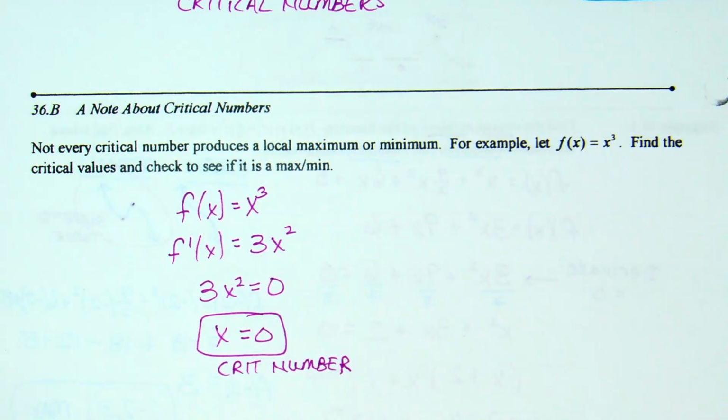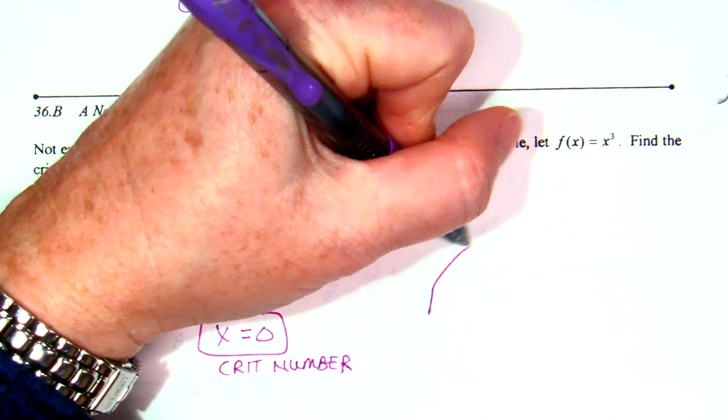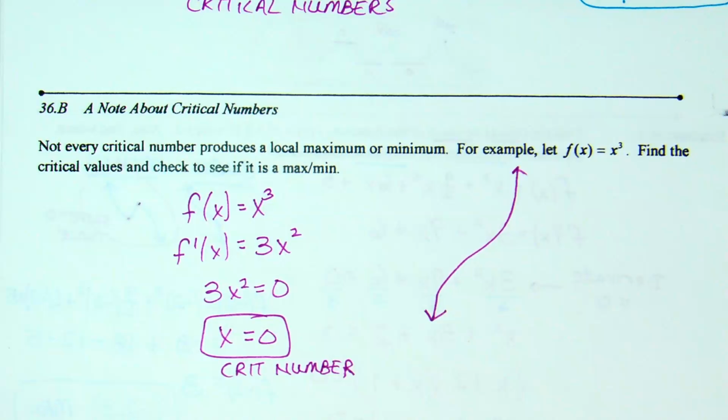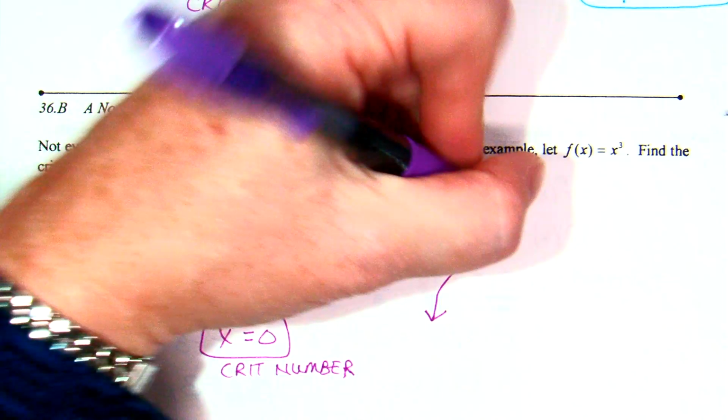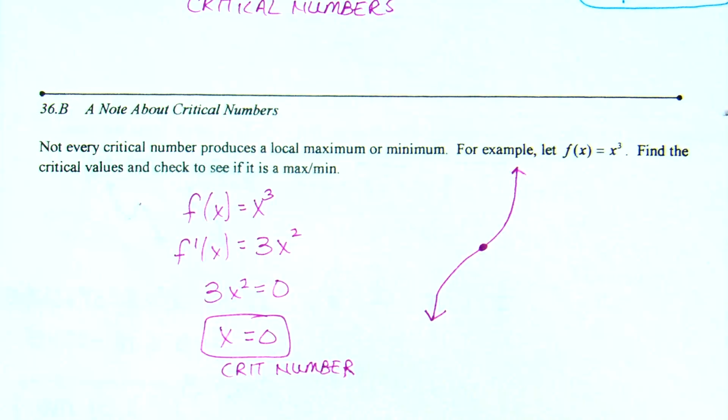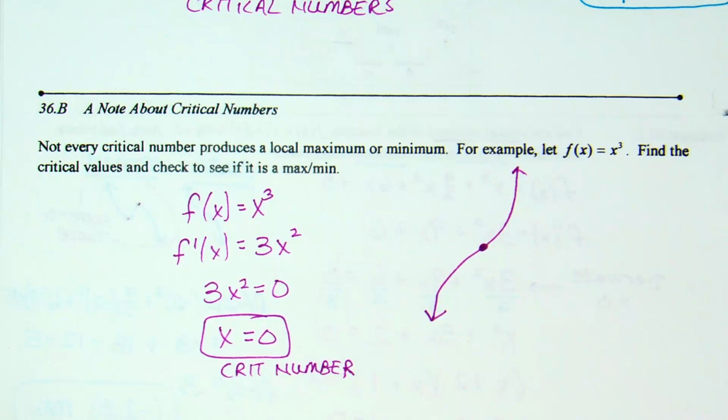Well, think about this. What's x cubed look like? That's our basic squiggle there, right? Where is x equals 0? It's right there. And I think I threw the word inflection point out to you previously. We'll talk about that more later. What that inflection point does is it changes concavity. So it's not a min or a max. It's an inflection point. It's still a critical value, though.